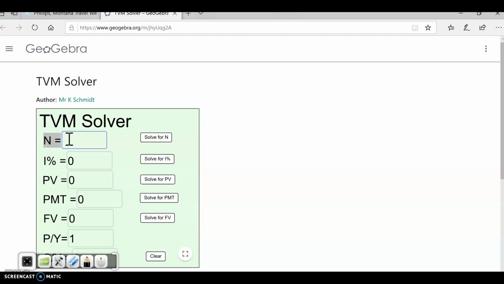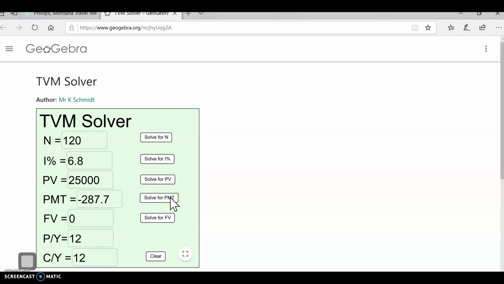So our N is 10 times 12, or 120. Okay, our interest rate was 6.8%. Our present value was $25,000, just like we said. We don't know our payment. Future value is 0. P/Y was 12 because you're paying 12 times a year, and C/Y was 12. And guess what? Solve for payment.